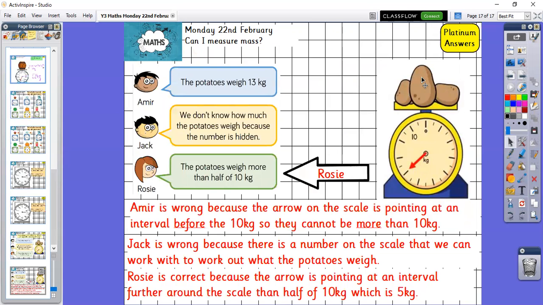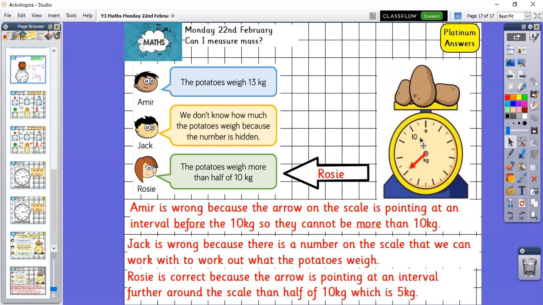Okay, let's have a little look at the answers. So when we look at this scale here, we can see that actually Amir is wrong because the arrow on the scale is pointing at an interval before the 10 kilogram mark. So the potatoes can't weigh more than 10 kilograms because the arrow is not past the 10 kilograms. Jack is also wrong because there is a number on the scale. There might not be any other numbers, but there is a 10. And that means that we can begin to work out what it is from knowing what this number is worth.